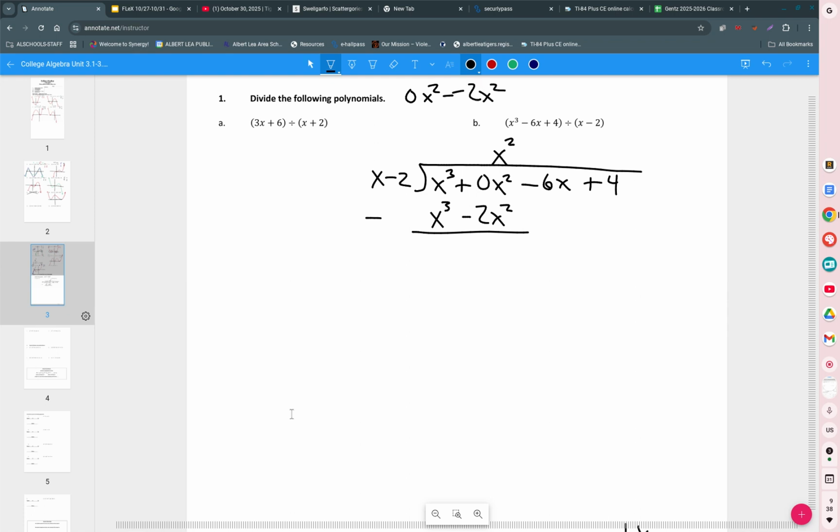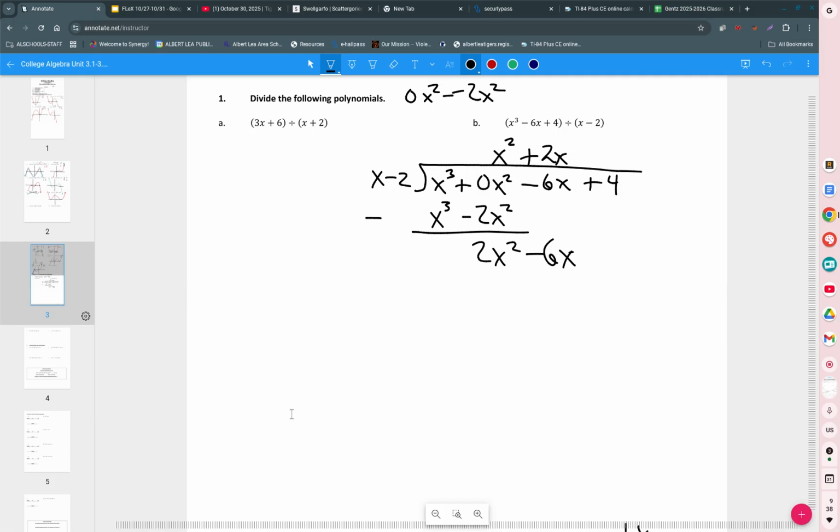Now the next part is 0x squared minus negative 2x squared. What is that going to result to? Positive 2x squared minus 6x. So when you make mistakes, it's usually because of your subtraction. I bring down the 6x because I have a binomial, and now I start again. What do you multiply x by to get 2x squared? 2x.